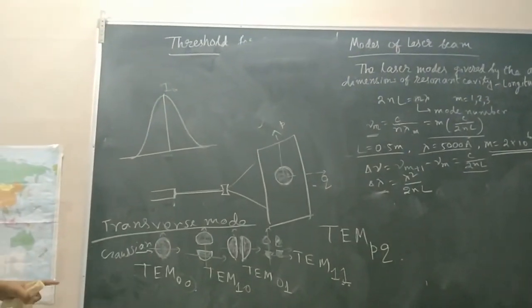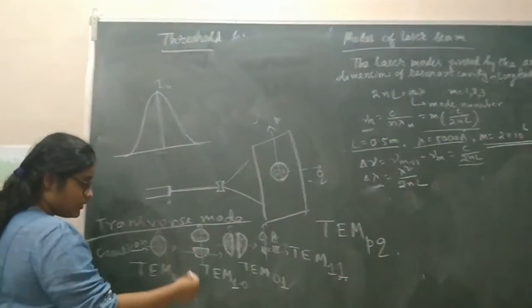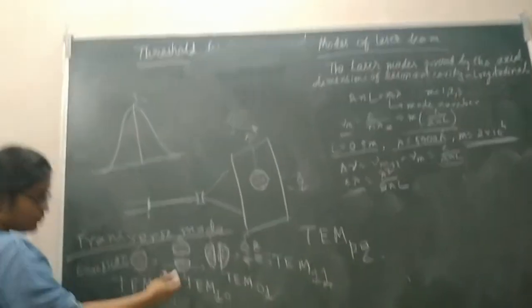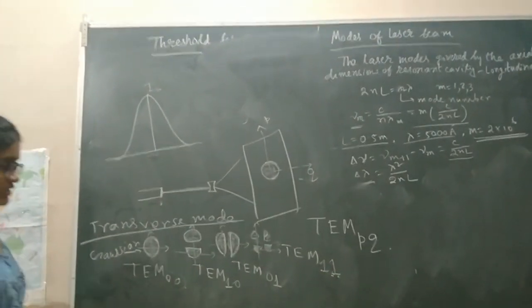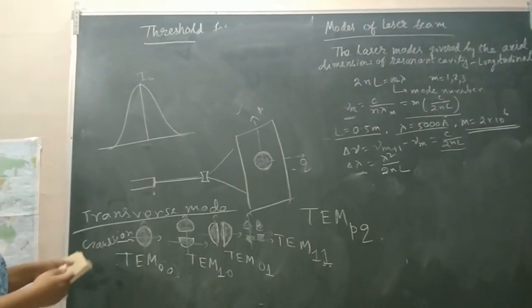So these are the ways of defining the transverse modes. Where we get nodes we denote it by 1, and if we don't get any intensity change, any node, that will be 0.